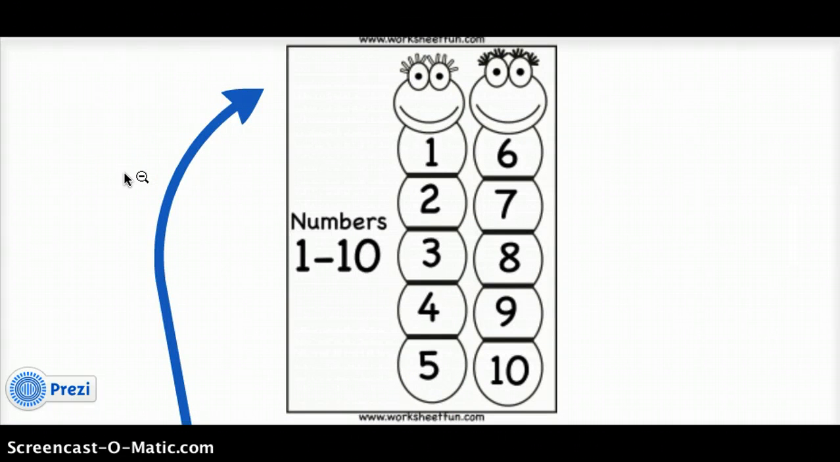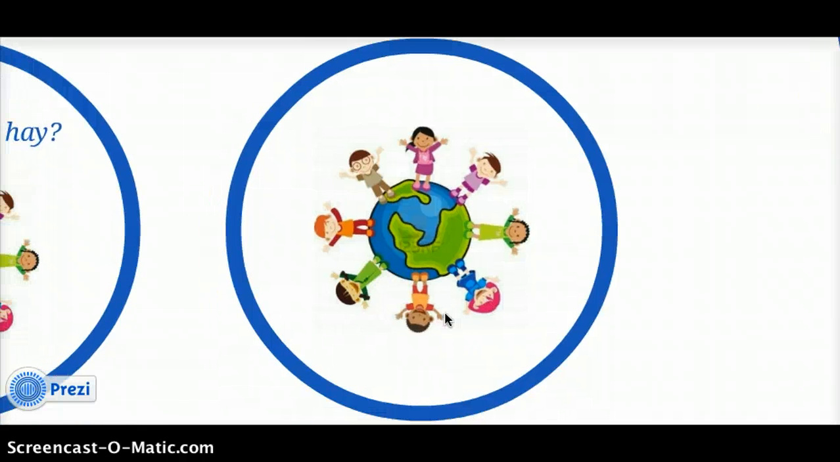Now, can somebody tell me what this number is? The answer is ocho. How about this number? The answer is cuatro. Alright. Now, let's go back to ¿Cuántos hay?